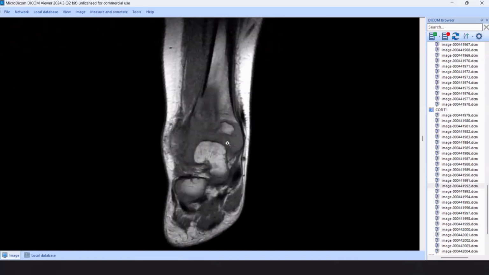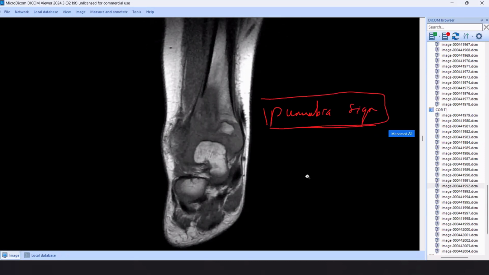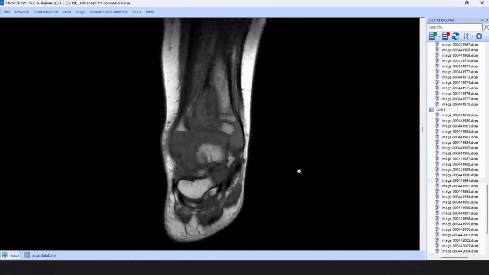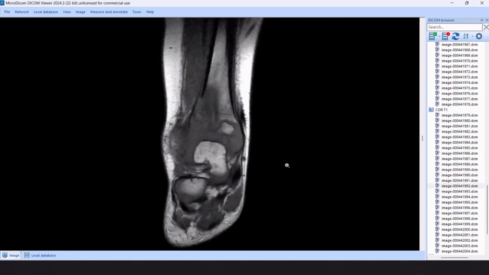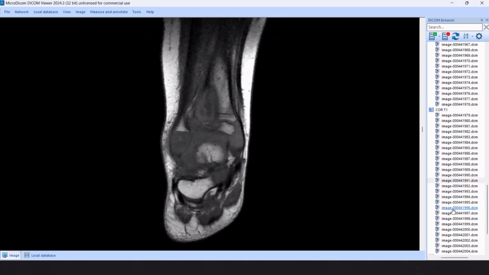And also we have here evidence of cortical breaching. The lesion displays low signal intensity with a peripheral faint rim of high signal. This is called the penumbra sign, the high signal intensity in T1 surrounding the lesion. Is it pathognomonic for something? Osteomyelitis. Or is it suggestive? Yes, osteomyelitis, or something like Brodie's abscess.